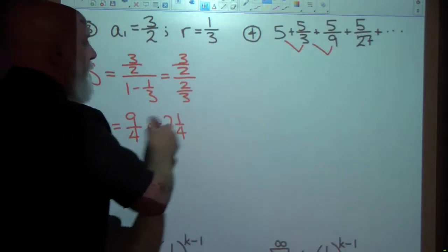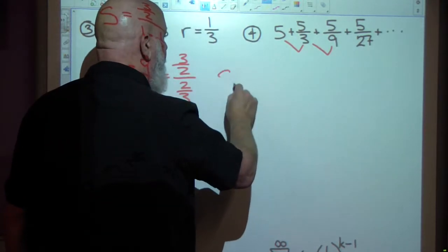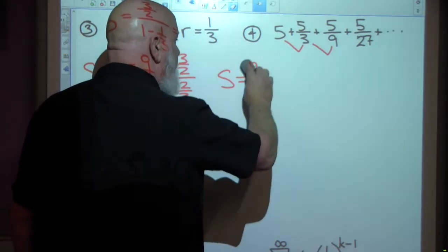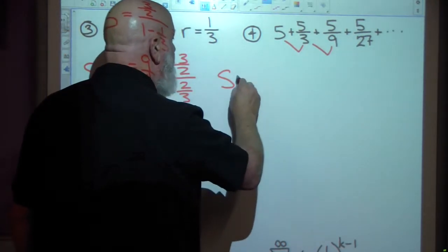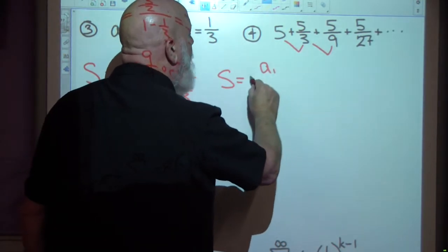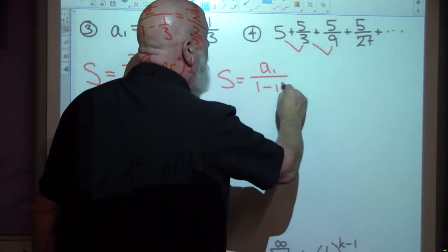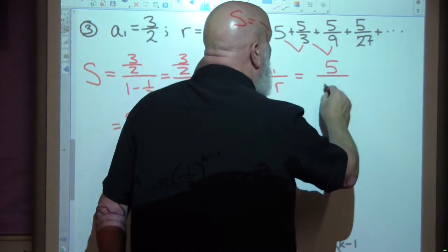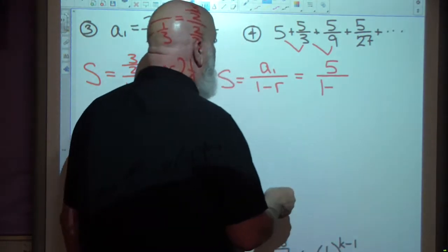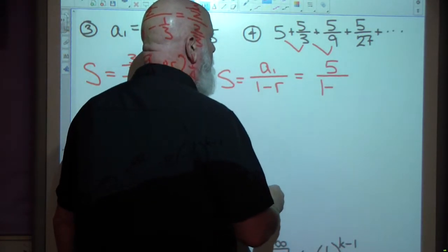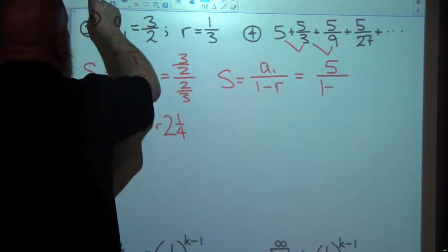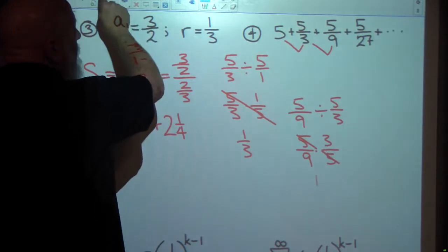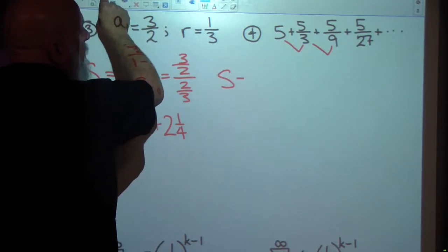Okay? So I'm going to say the sum, I'll go ahead and write that right here. Sum is a sub 1 over 1 minus r. Having a difficult time this morning. A sub 1 over 1 minus r. This will yield 5, that's the first term, over 1 minus, and what did we say that was? 1/3? I think it was. Go back and make sure. Yep, 1/3. Helps to remember stuff.